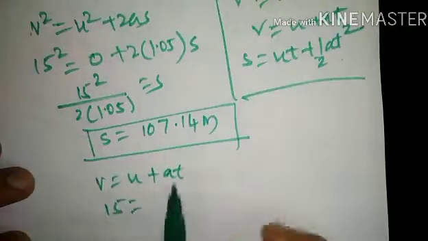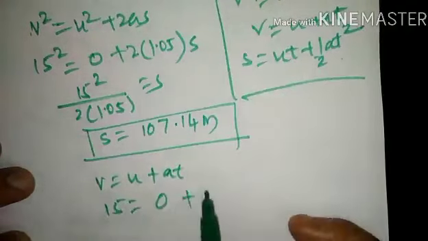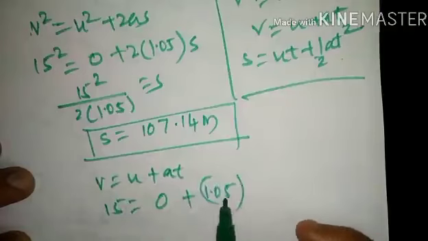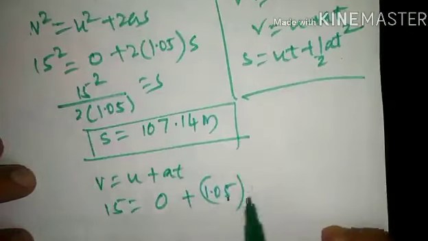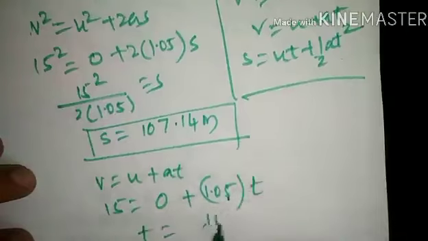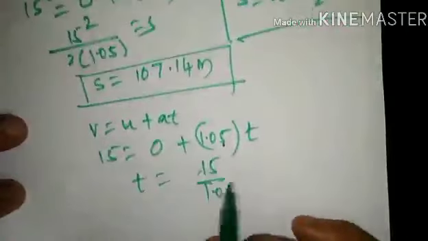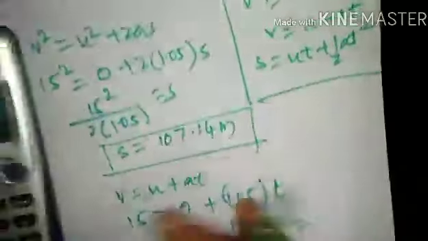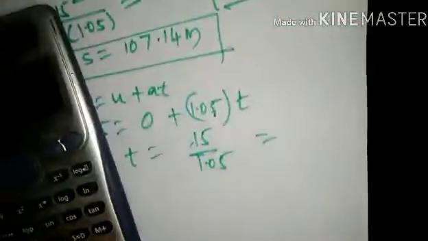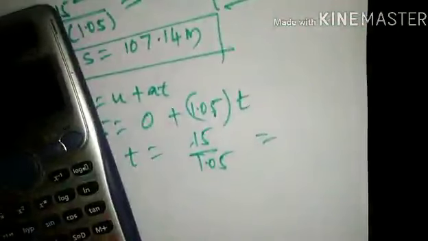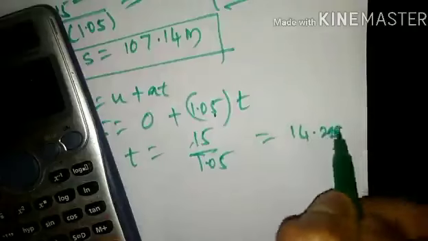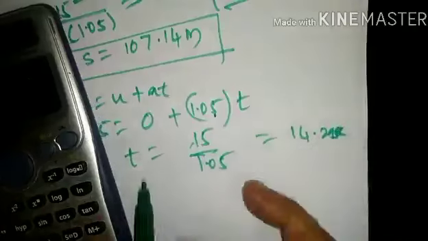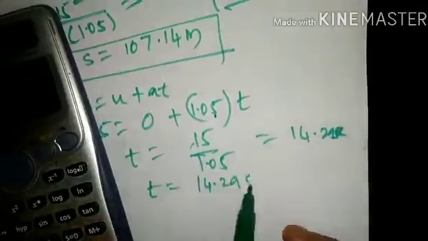So v is equal to 15, 0 plus a value of 1.05, which you are going to consider as positive because it's a case of acceleration. If it had to be a case of retardation, you are going to consider this to be a negative term, into t. So t is equal to 15 divided by 1.05, whose value will be 14.29 seconds. So this is nothing but the value of t, which is 14.29 seconds.